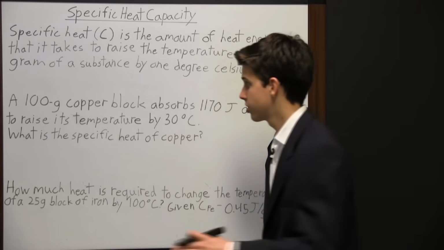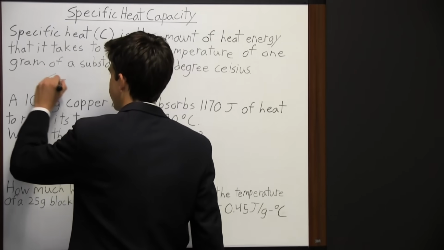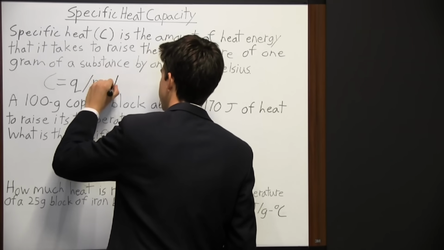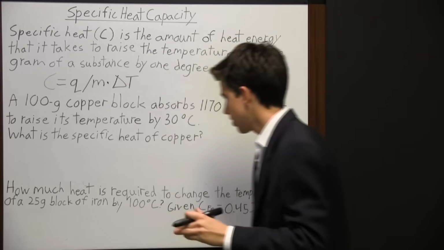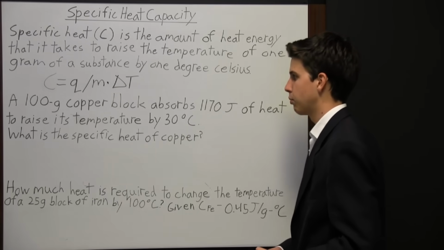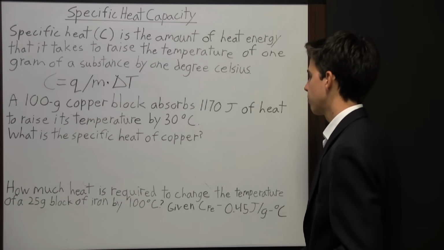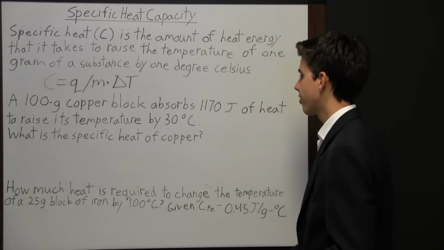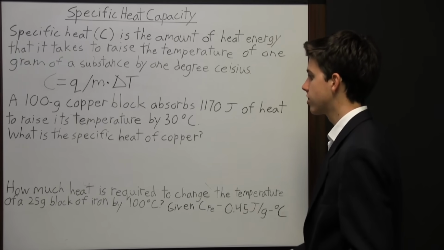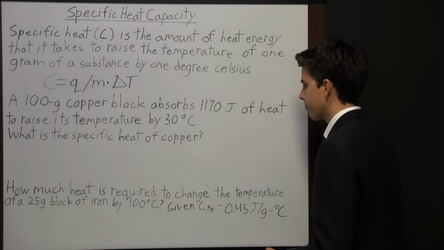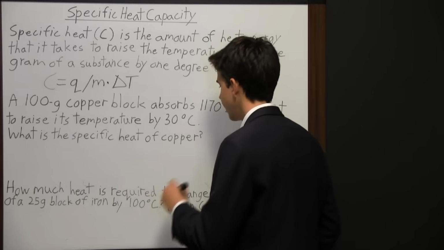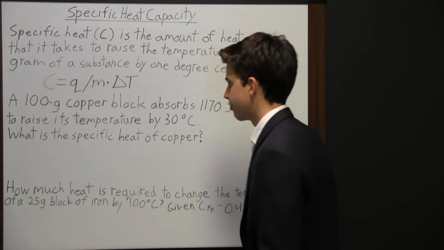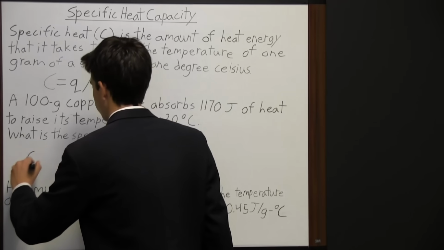So the equation for specific heat is this right here. Specific heat equals heat transferred divided by mass times change in temperature. So let's go ahead and dive in and take a look at an example problem. A 100-gram copper block absorbs 1,170 joules of heat to raise its temperature by 30 degrees Celsius. So the question is, what is the specific heat of copper? Now, since we're looking for the specific heat here, this is a direct application of this equation right here.